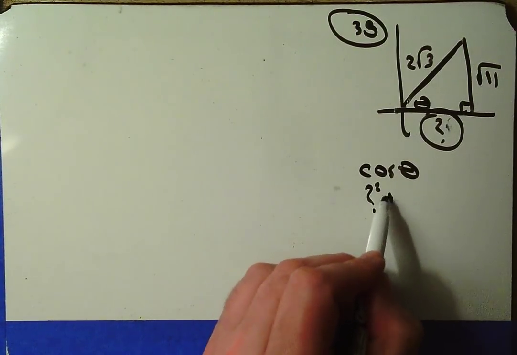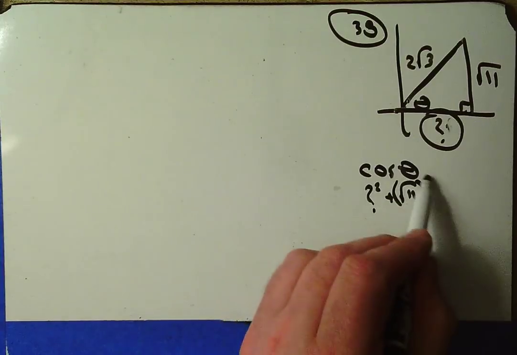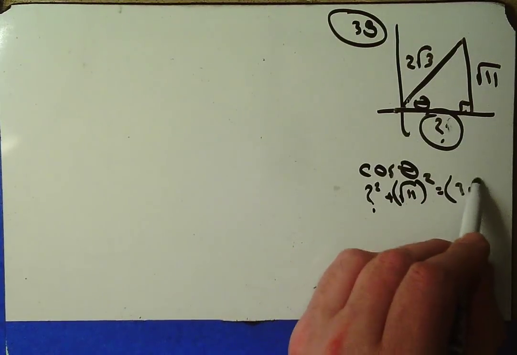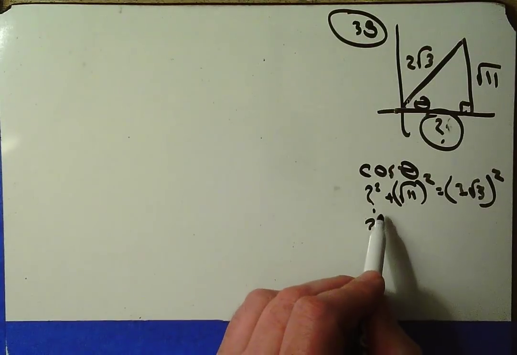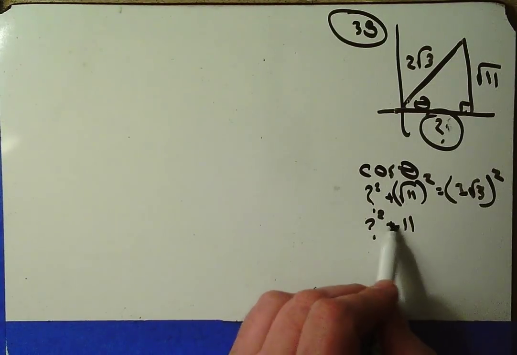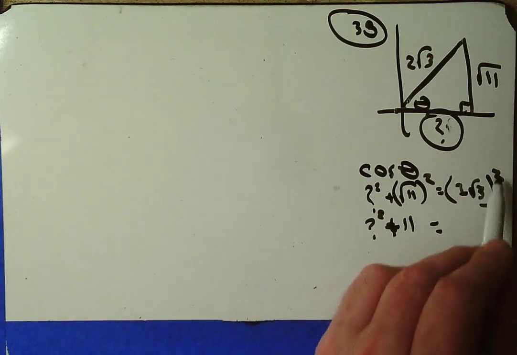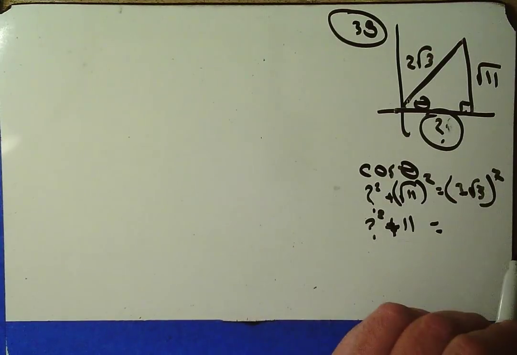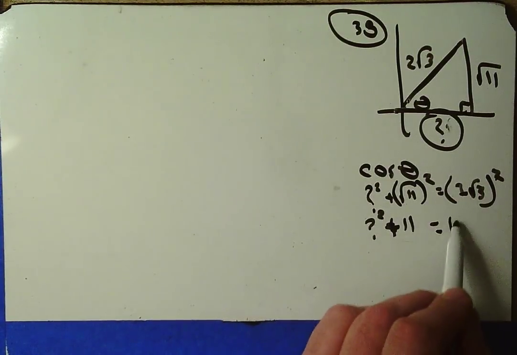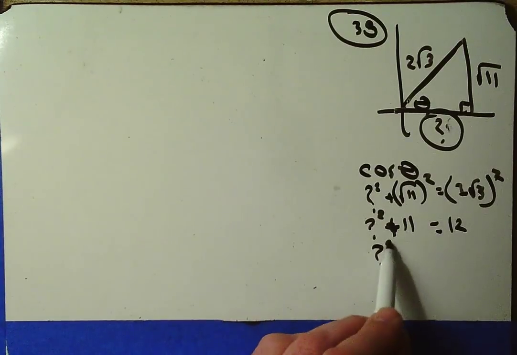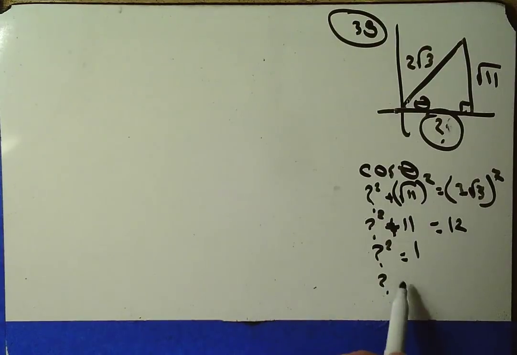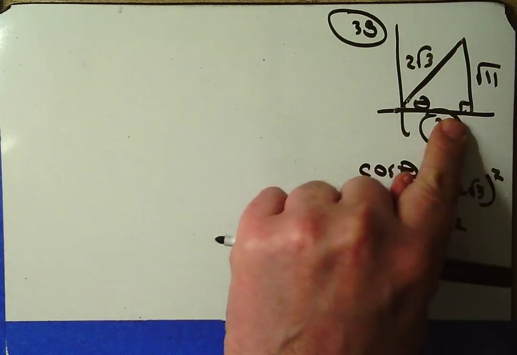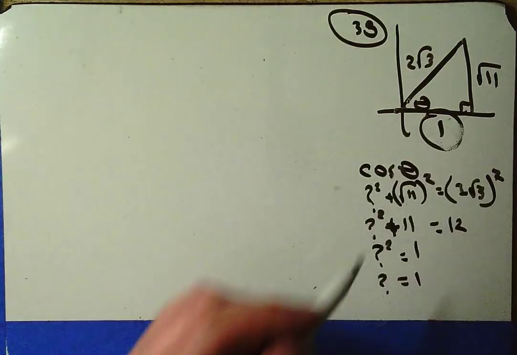A squared plus b squared equals c squared. So I get question mark squared plus 11 equals 2 squared is 4, root 3 squared is 3, 4 times 3 is 12. Question mark squared equals 1, and when I take the square root of both sides, I get 1. So I know that question mark equals 1.